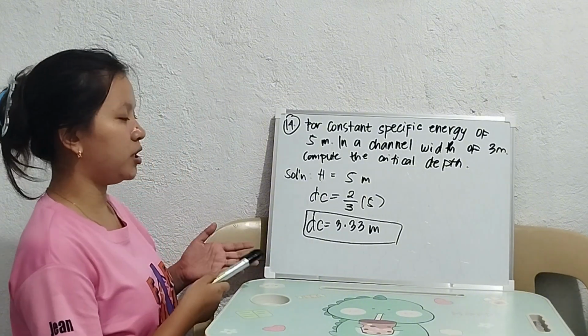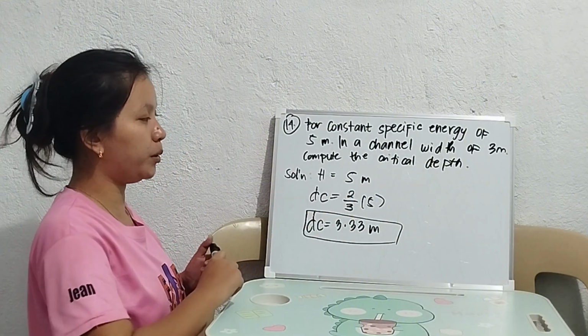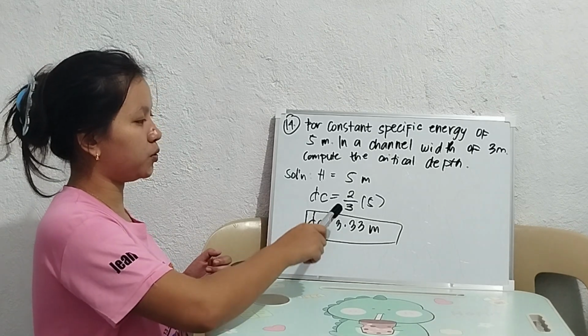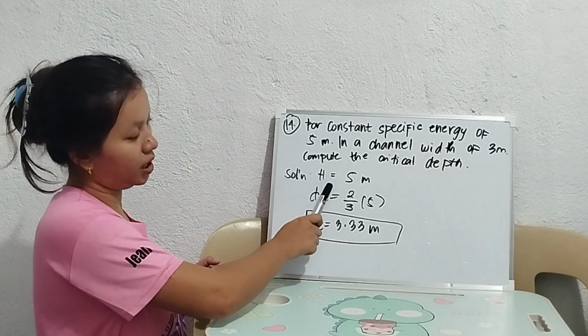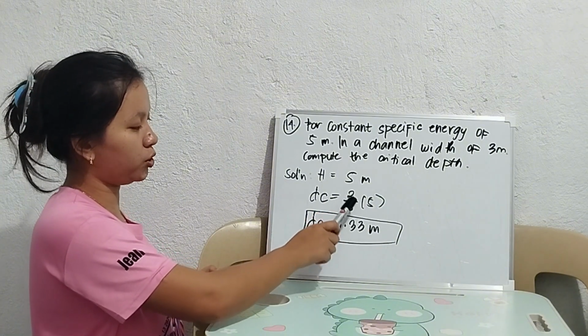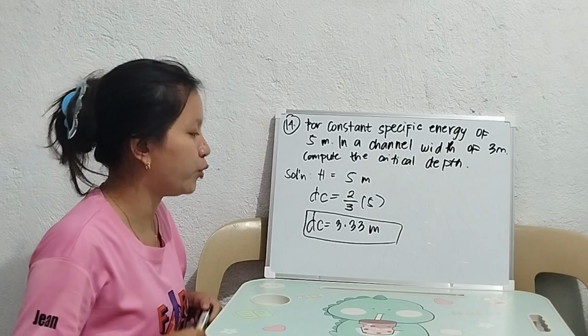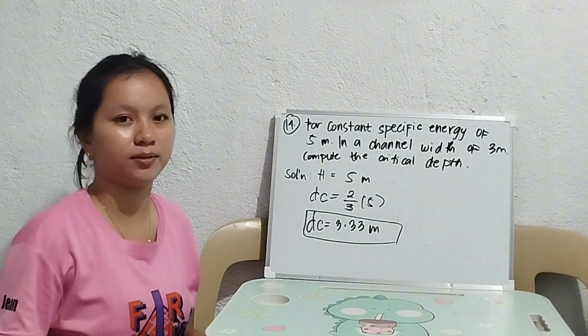So we have the solution here. We have the specific energy, which is 5 meters, and the formula is Dc equals 2/3 H, where H is the specific energy. So I multiply by 5, so 2/3 times 5 is equal to the critical depth, Dc equals 3.33 meters.